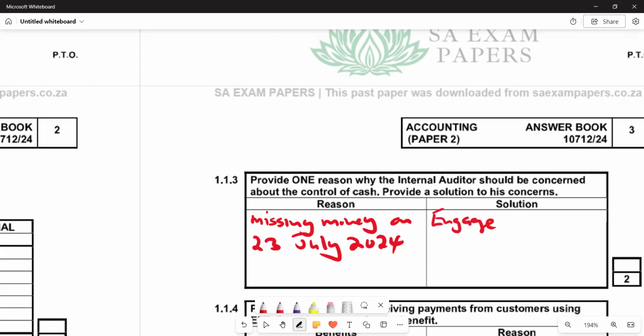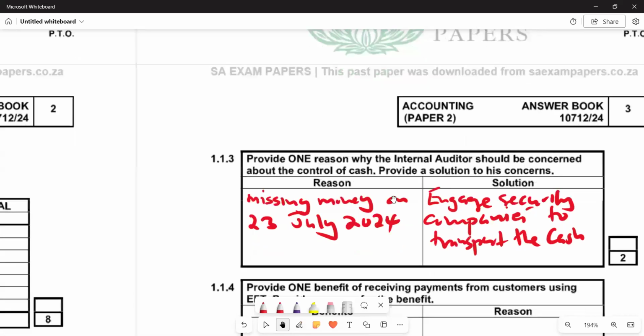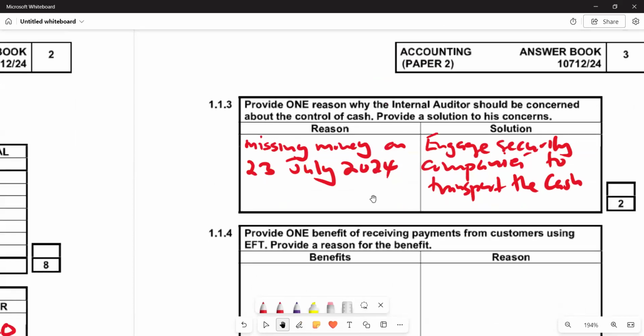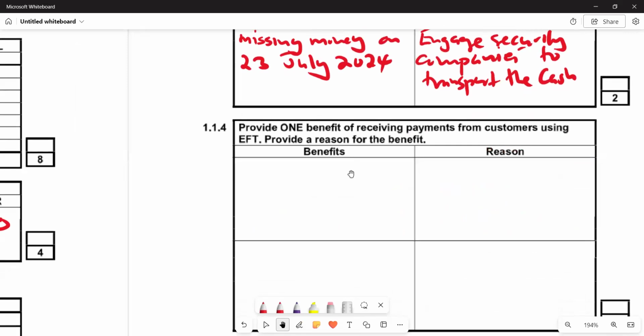engage security companies to transport the cash. So this is what we have in terms of 1.1.3. Then we go to the last one, which is 1.1.4, which is saying provide one benefit of receiving payments from customers using EFT. Provide a reason for the benefit.